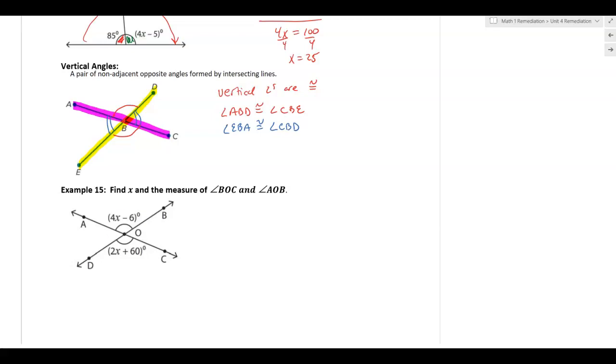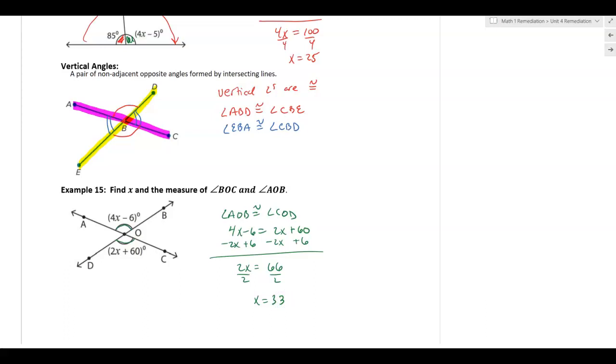Now, when I look at this, right away I notice I have these two angles. I identify these angles as being vertical. Since they're vertical, I know angle AOB is congruent to angle COD. So if they're congruent, what do I do with their measures? I set them equal to each other. Now I can solve for x. 2x equals 66. Divide by 2, x is 33.